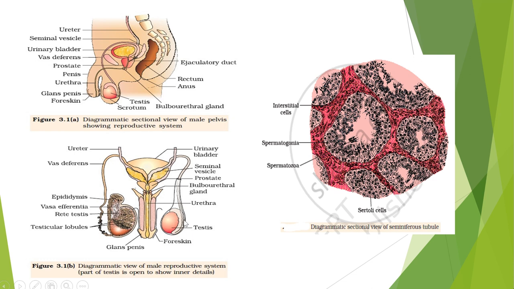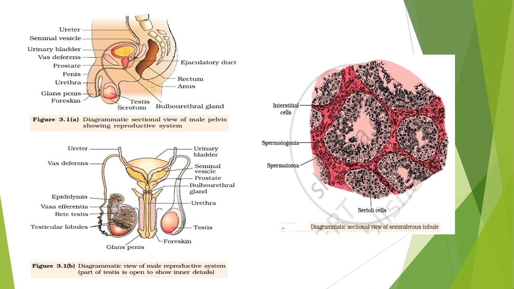This diagram shows the different glands here. You can see here the prostate gland, then bulbourethral gland, seminal vesicles. So the seminal plasma is rich in fructose, calcium, and certain enzymes. The secretion of the bulbourethral glands is mucus, which lubricates the penis during coitus.